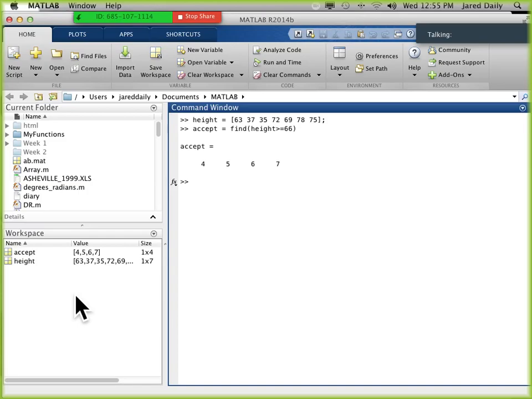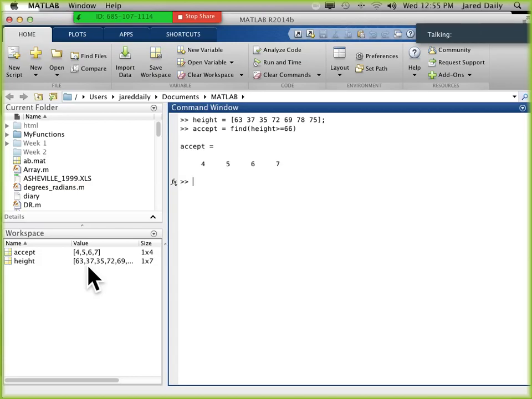So maybe we're a volleyball coach and we're looking for people that are taller than 5'6". That's probably a little short for volleyball. But anyway, it's a way of finding which ones are taller than 66, greater than 66. And it gives us index numbers. Let's see, so greater than or equal to 66.